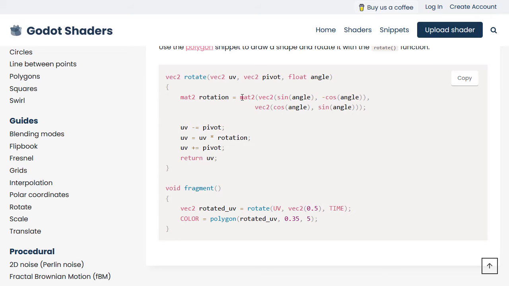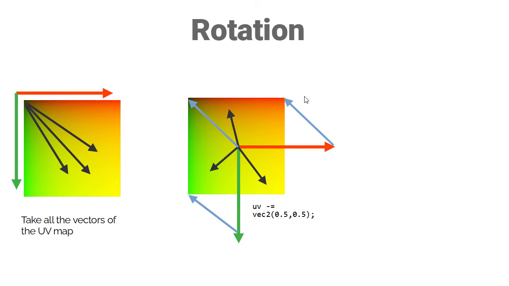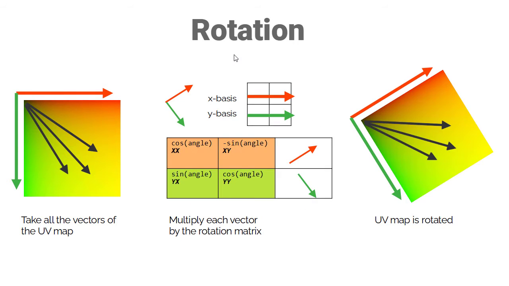In Godot shaders, we also have a different rotation matrix, but I am going to use my own version of the rotation matrix because it makes more sense to me. You can use the Godot shaders version if you want. When rotating, we have to define the pivot point where the rotation is going to be done. Usually, we will use 0.5 so that the rotation is at the center of the UV map.